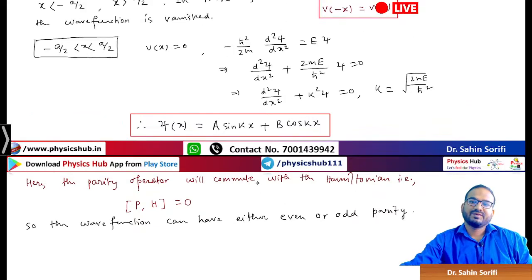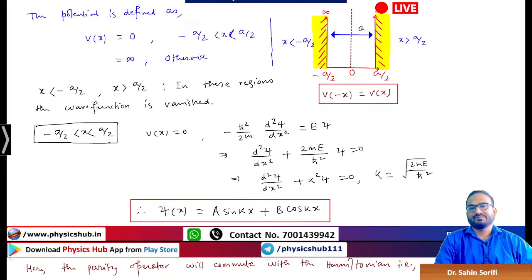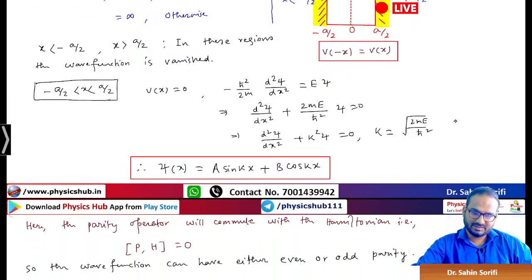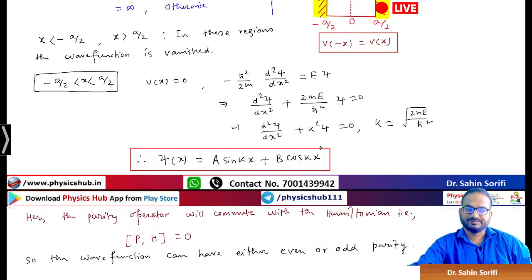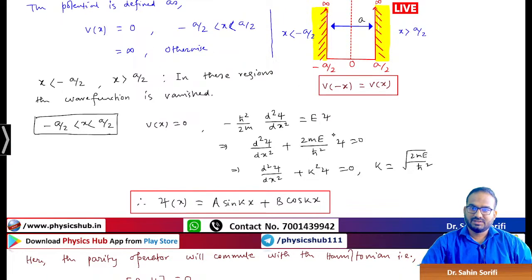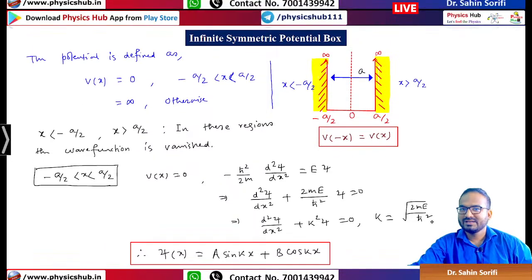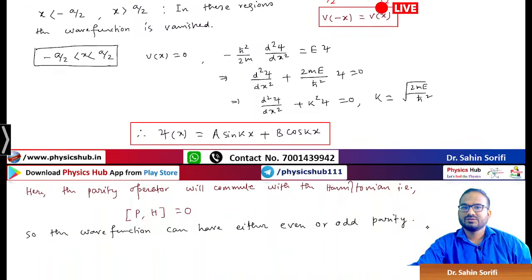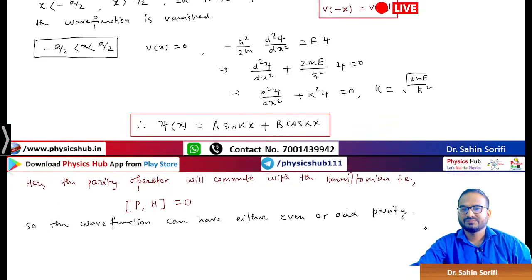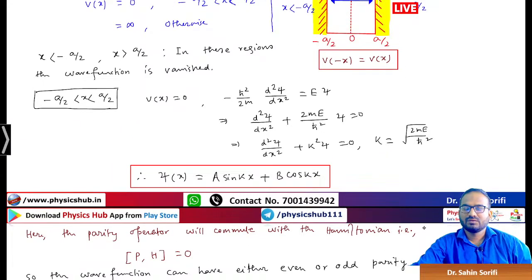Now why is it happening? Because you see, it was 0 to A, and we have just shifted the potential well, and because of that parity is commuting with the Hamiltonian. It does not change the energy. Here also you will get the same eigenvalue. The eigenvalue will remain the same, n square pi square h cut square by twice m a square. So only the eigenfunction will change. Two sets of eigenfunctions you will get for different values of n, one for the odd parity, another for the even parity.